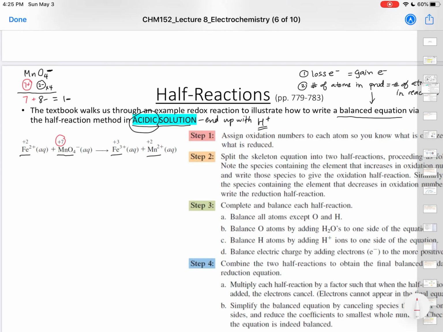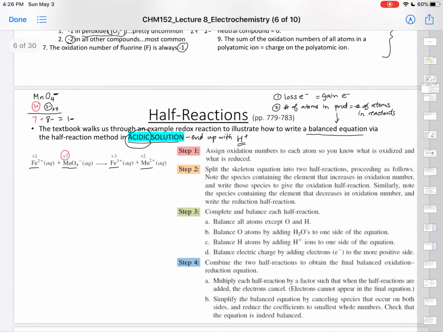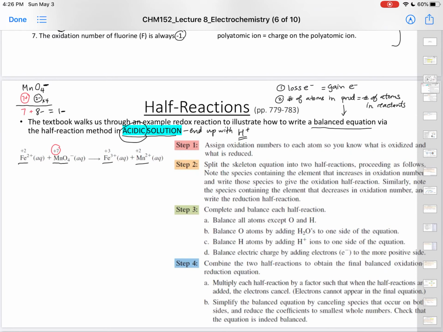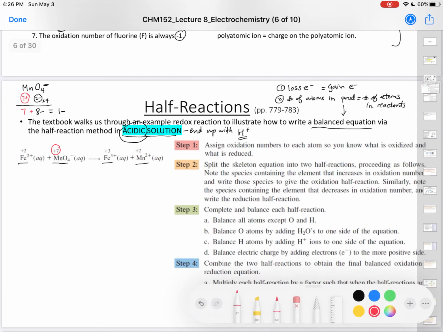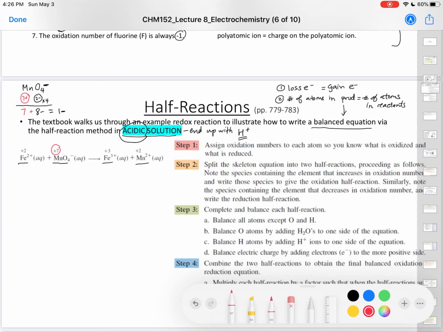So let's look. Okay, step 1 says to assign oxidation numbers to each atom. So we've done that. Okay, and so that way we can tell what is oxidized and what is reduced. Step 2, we're going to split the skeleton equation into 2 half reactions, proceeding as follows. Note the species containing the element that increases in oxidation number and write those species to give the oxidation half reaction. Similarly, note what species containing the element that decreases in oxidation number and write the reduction half reaction. So basically what they are saying is you're going to write 2 equations, okay?